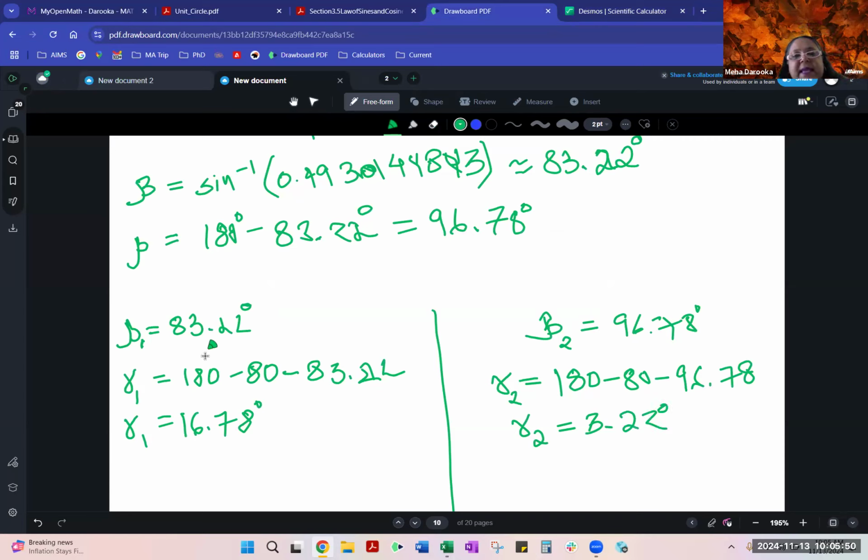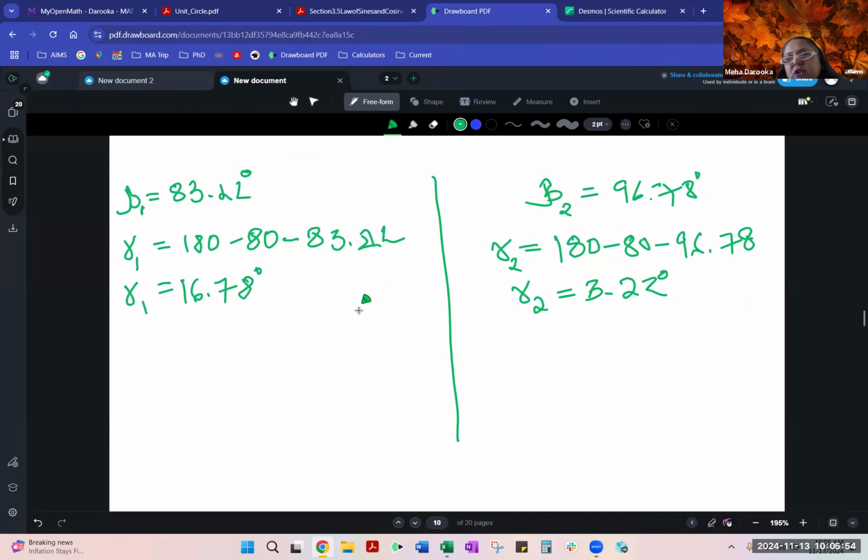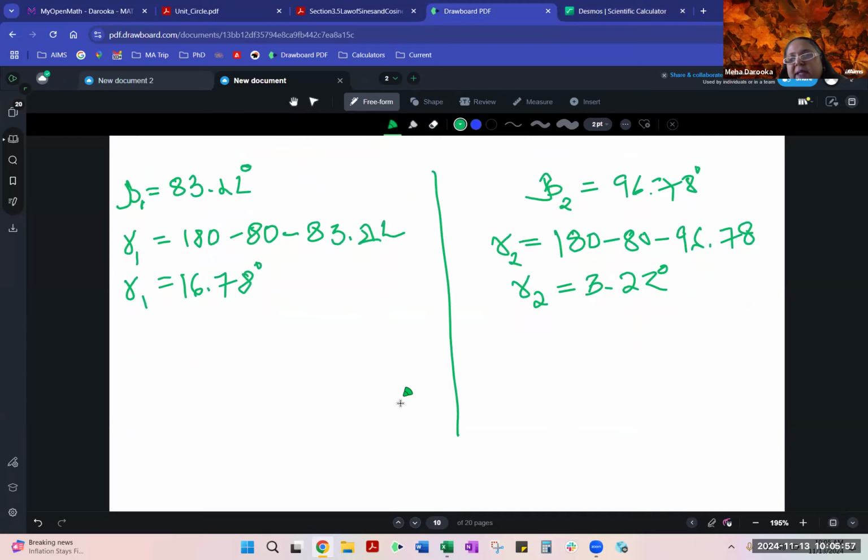And the main thing is we do not have an image of the triangle, right? So we really don't know if one answer would be better than the other. And so in this case, we have to keep both situations going because, like I said, there's no image, so we don't know what it might look like. Now that we have our gamma, we can go ahead and calculate the missing side, right? That's the third missing side.